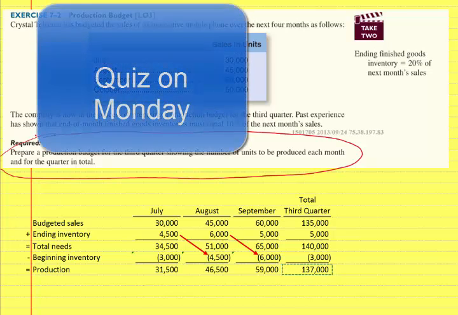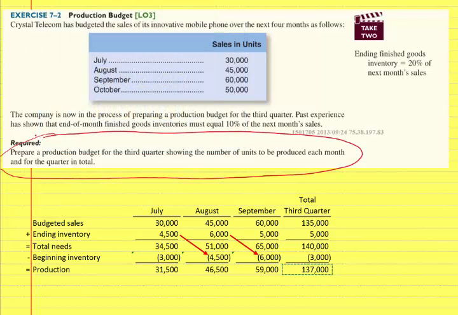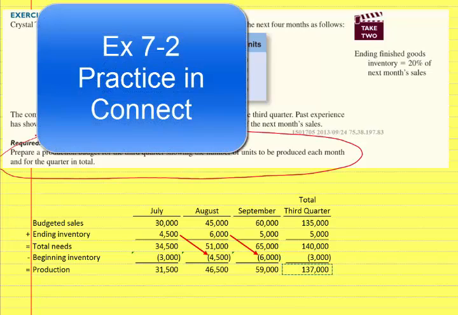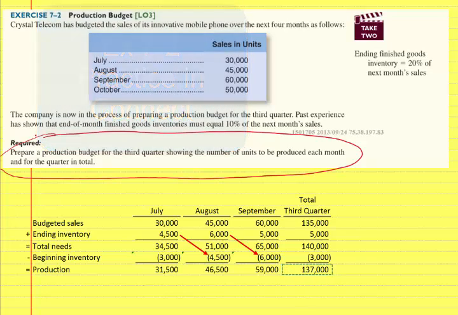So make sure you're prepared for a quiz on this on Monday at the beginning of class. I'm also going to set exercise 7-2 up in Connect, not as an assignment, but just as practice. You can work exercise 7-2 unlimited times in Connect, and that should be time well spent in preparing for the quiz.